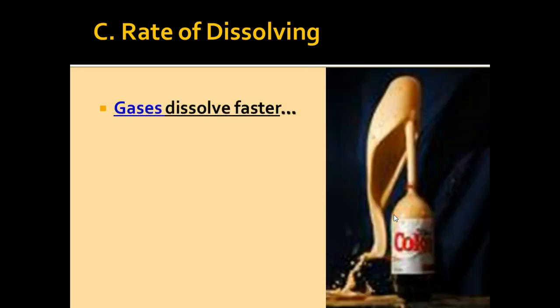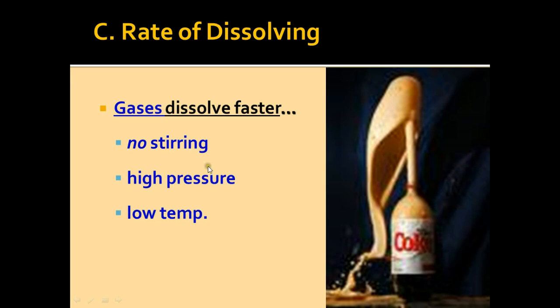Then gases are weird, and so gases dissolve with no stirring, high pressure and low temperature. No stirring is because if we stir it up, gas gets energized and it can leave. High pressure because we need to squish the gas into the liquid, and low temperature because gas has a lot of high energy. So if we lower the temperature, less energy, so the gas particles will stay longer in the liquid. So just think about sodas when you're thinking about gas dissolving.